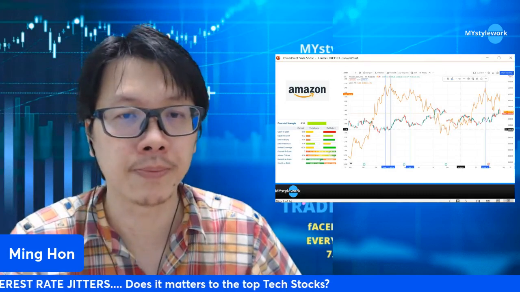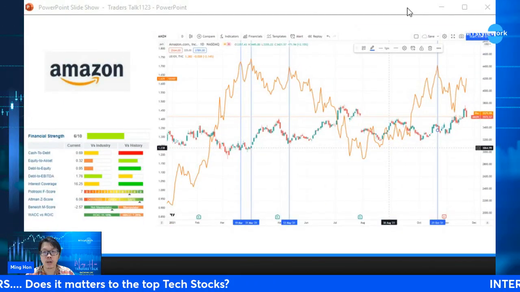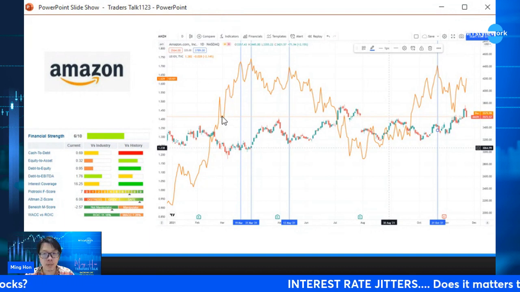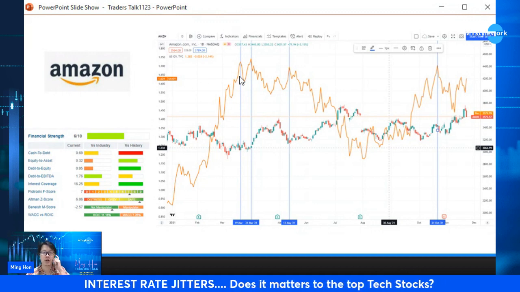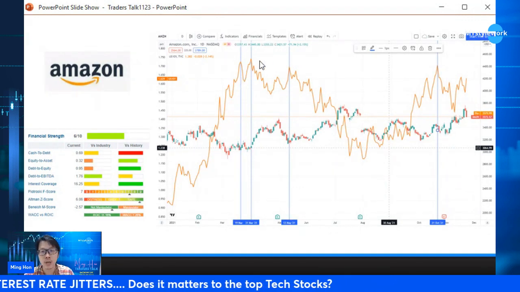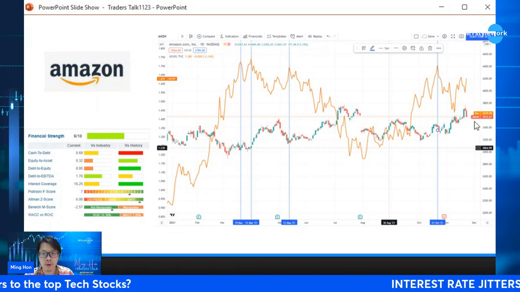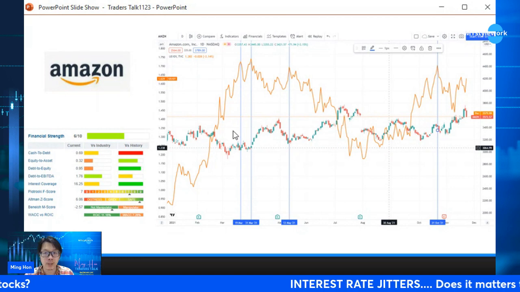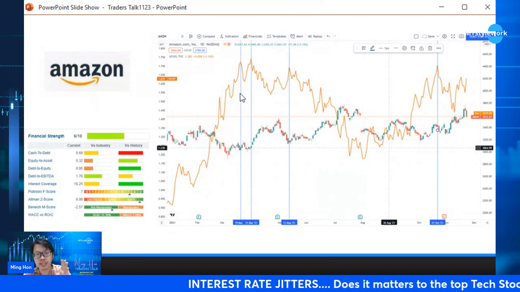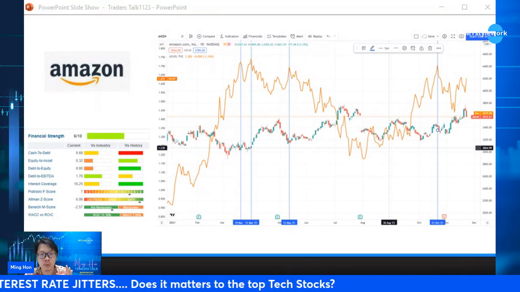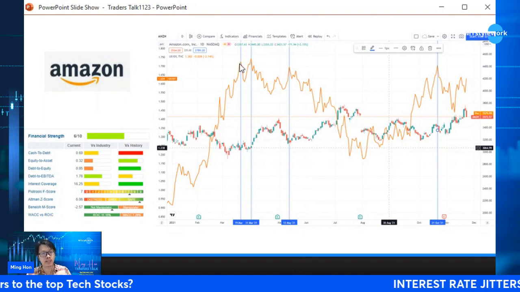Okay, let's see Amazon. What this chart shows is that the orange line is the interest rate, the 10-year treasury yields, and then of course this is the price for Amazon. Basically you see there are a few spikes. I think the first one was in March, when it spiked to about 1.7%.